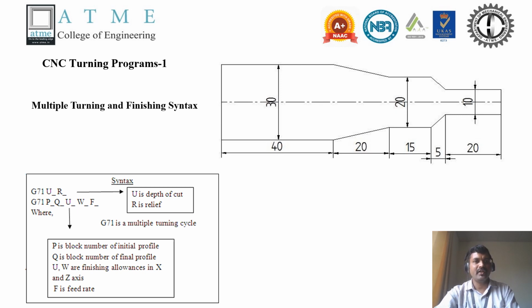The second line is also G71. P is the initial block number from where the actual geometry starts, from this point to this point. Q is the final block of the profile. Then U and W are the allowances to be left for the next finishing operation, the succeeding operations, and F is the feed rate. So this is the syntax for the multiple rough turning operation.